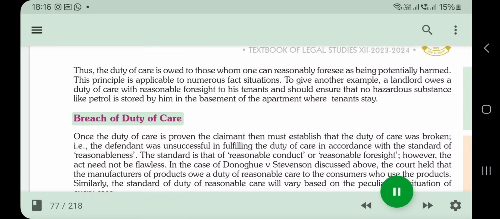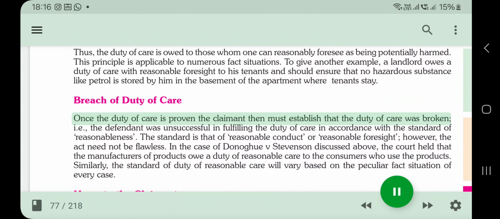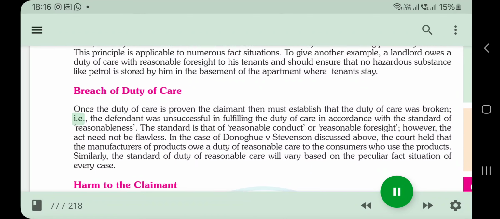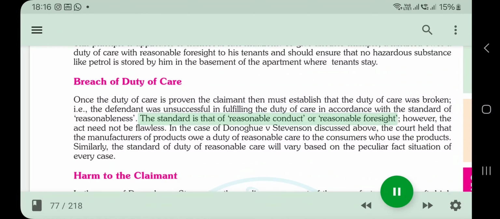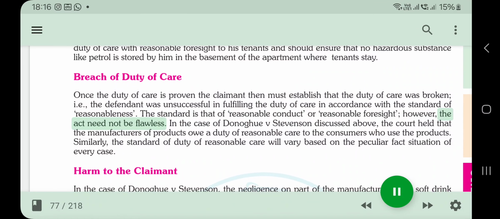Breach of duty of care. Once the duty of care is proven, the claimant then must establish that the duty of care was broken, i.e., the defendant was unsuccessful in fulfilling the duty of care in accordance with the standard of reasonableness. The standard is that of reasonable conduct, or reasonable foresight. However, the act need not be flawless.